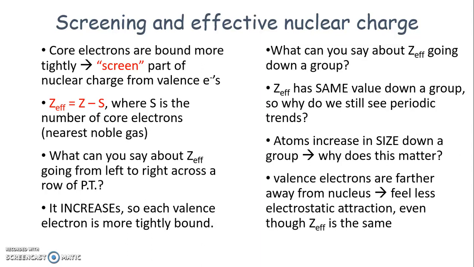The valence electrons are further away from the nucleus when an atom is bigger. That means they feel less electrostatic attraction, even though the effective nuclear charge hasn't changed. So if you go from magnesium to calcium, which is going down one row in the same column of the periodic table, you've got the same number of valence electrons, 2, and the same effective nuclear charge, 2, but those 2 valence electrons actually feel less of an attraction to the nucleus because they're further away.